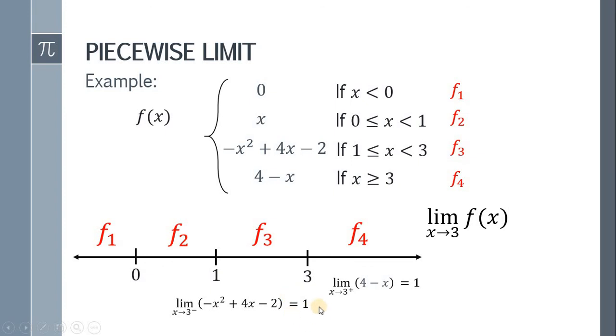Therefore, the left side limit is 1. The right side limit is 1. Therefore, the limit of f of x as x approaching to 3 is equals to 1. And we're done.